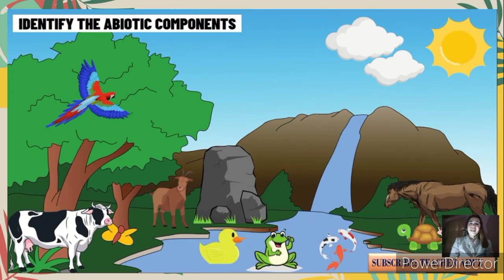Okay, write as many as you can. Write all the abiotic components that you can see in this picture. I will give you 1 minute to answer this activity.